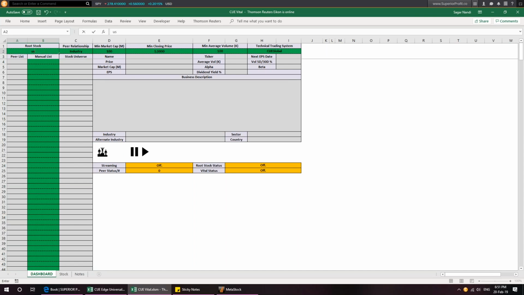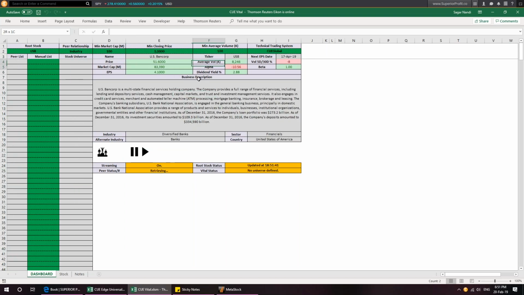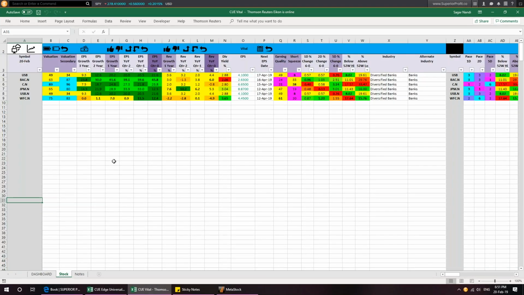So I'm going to do that for USB, and the moment I type the symbol, it is going to do 3 passes. Streaming is on. In the first pass, it is retrieving some basic information about the stock. In the second pass, first pass is complete. Second pass, it is retrieving data about the peer stocks. What peer? The industry peer. And in the third step, it is retrieving data about all the peer stocks, calculating vital statistics. And I click the vital statistics button. It takes me to the stock panel.